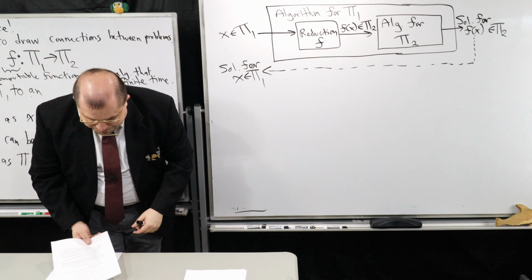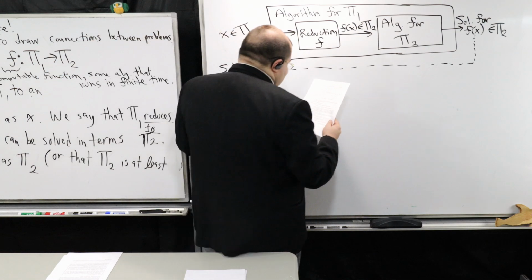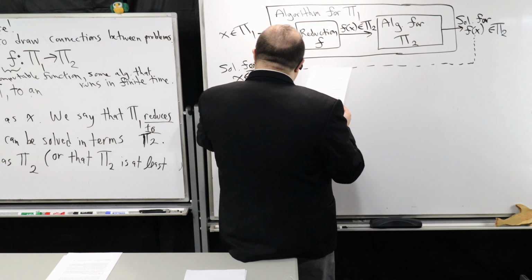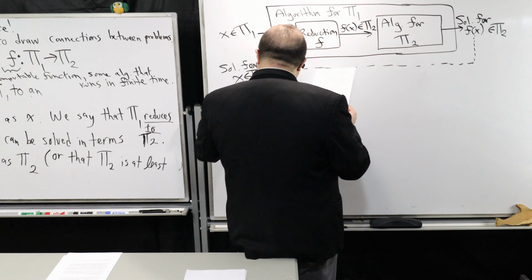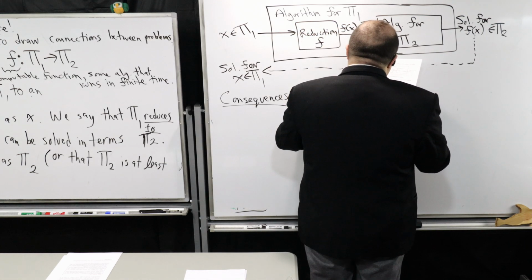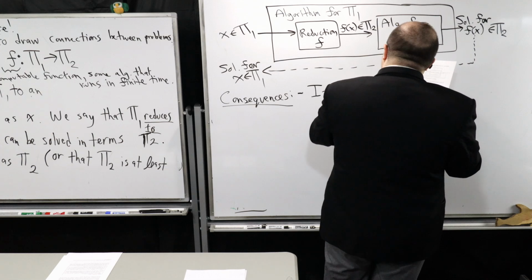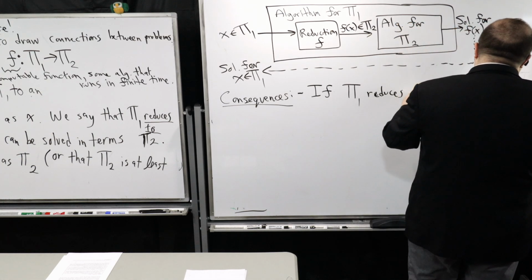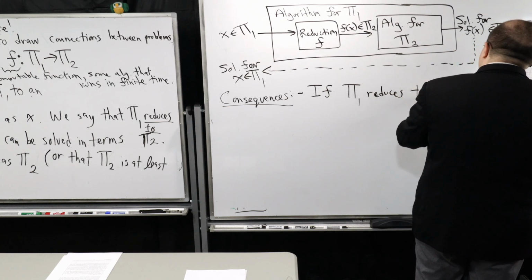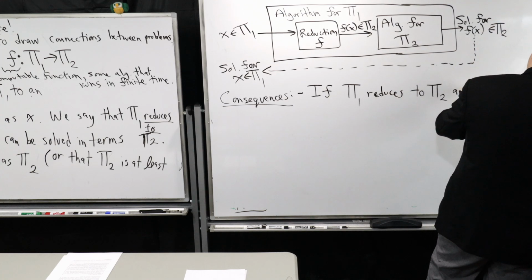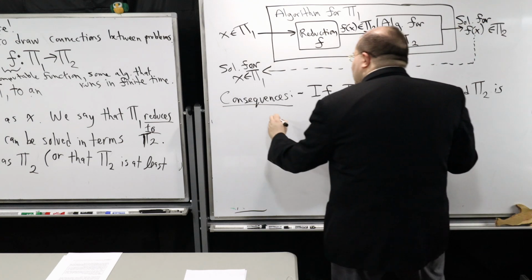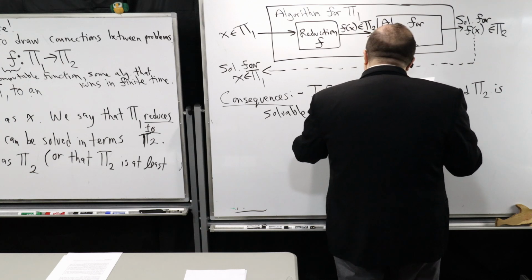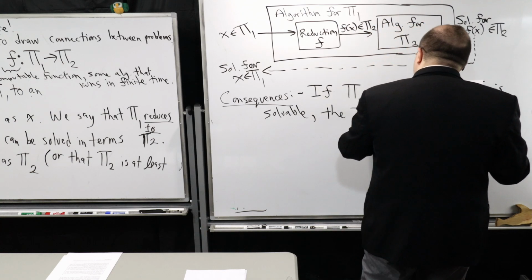So here we go. Here's the consequences of this. Here's some consequences that I just want to make sure I spell out that are really important for us. Consequences. If pi 1 reduces to pi 2, and pi 2 is solvable, as per what we've talked about, then pi 1 is solvable.